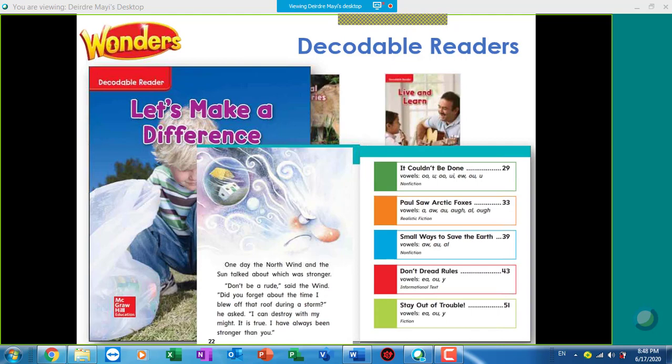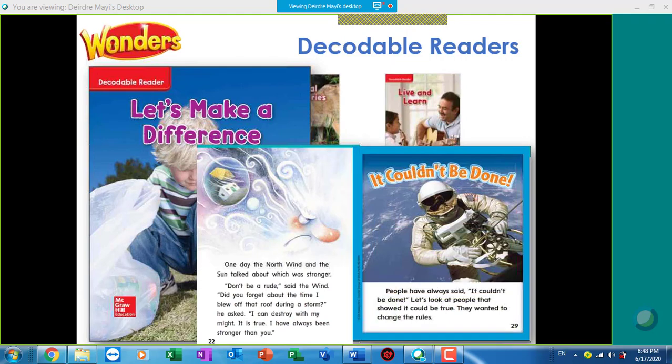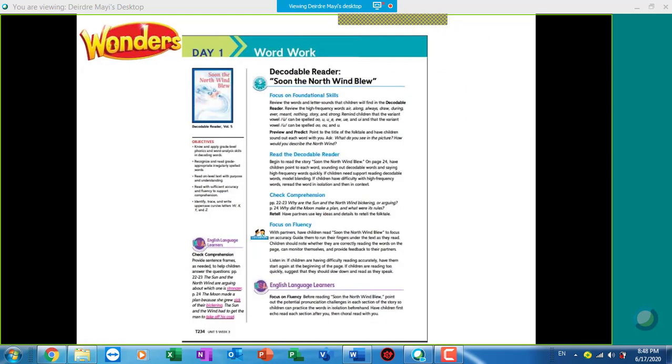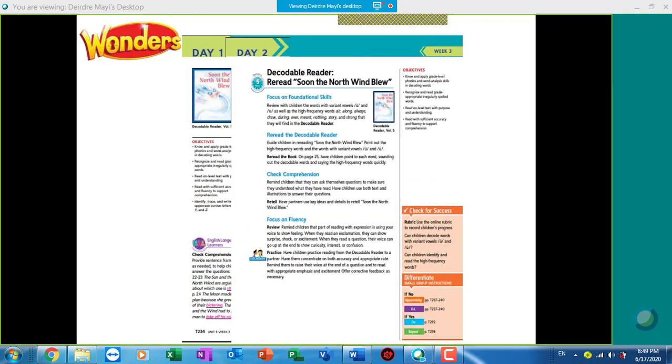We also have It Couldn't Be Done. So the students will practice reading these decodable readers in whole group. Well, when will they do that? So you will notice on day 1, the students will be introduced to the decodable reader. Now, on the screen, you can see that you're going to be focusing on foundational skills. You give the students the opportunity to read the decodable reader, but then the very next day, day 2, the decodable reader can be reread.